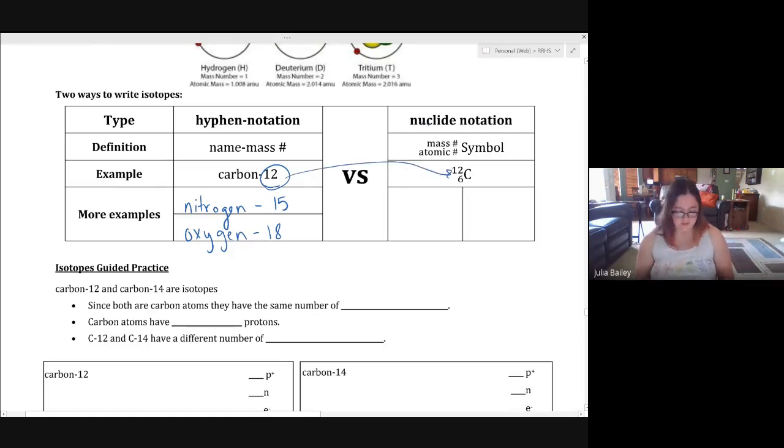So we could do it for the nitrogen and the oxygen examples that we were just looking at. I can take that 15 that was the mass of this nitrogen and put that 15 on top. I can take that 18 that was the mass number of this oxygen and put that on top. To figure out those atomic numbers, you're going to have to look at the periodic table. And if you check, nitrogen is atomic number 7 and oxygen's atomic number 8.